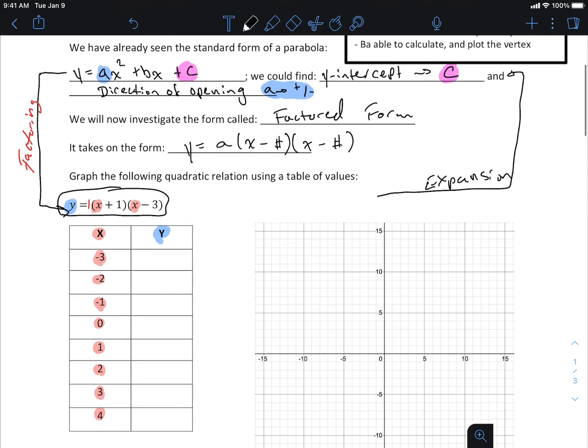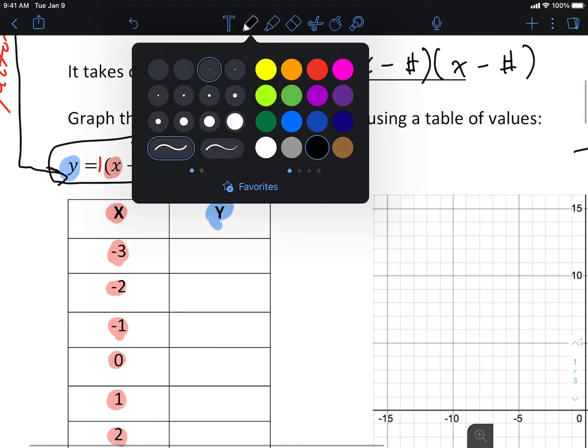So we're just going to plug in numbers, right? That's what we're going to do. So we're going to say, okay, well, if we were to plug in -3, we're going to get, I'm going to try.